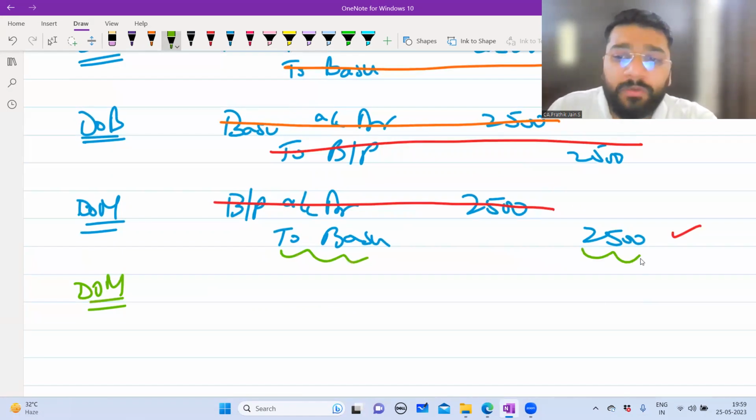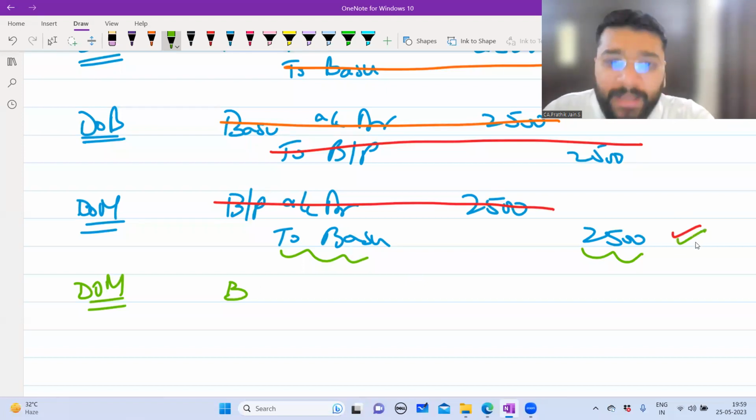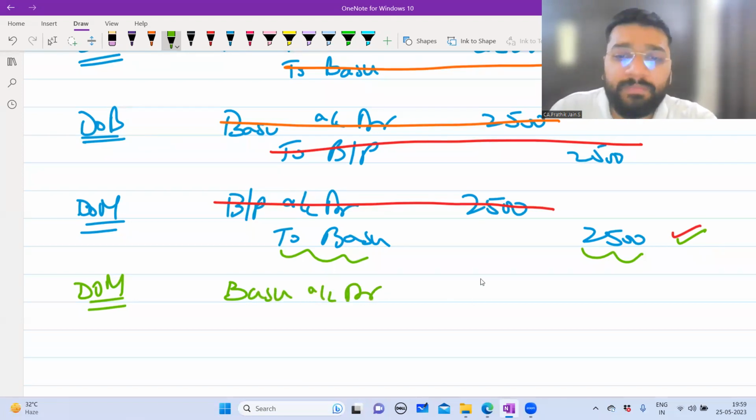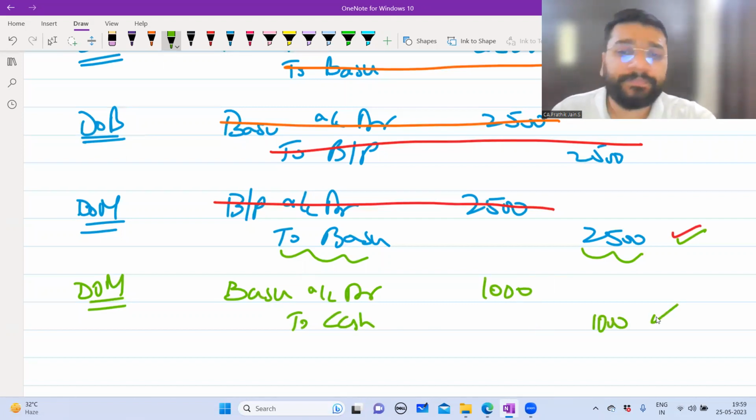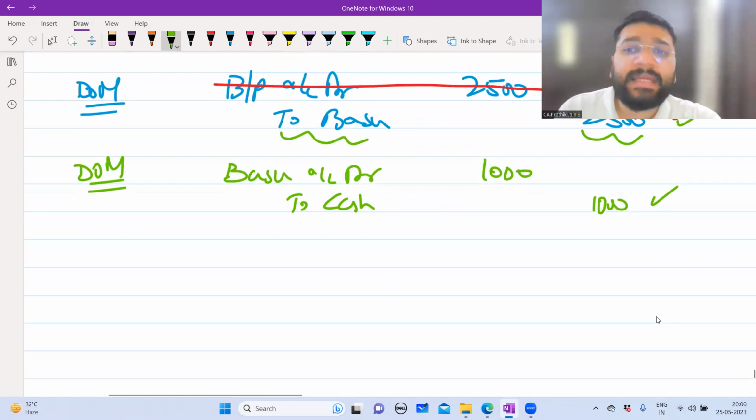we are making a payment of 1,000 rupees to Basu. We have to pay Basu 2,500, and in that we are paying 1,000 rupees. So to that extent, my liability will be reversed. So Basu account debit 1,000 to cash 1,000 rupees. Yes or no? What is the balance amount that I have to pay to Basu? 1,500. Now there is an interest element involved.